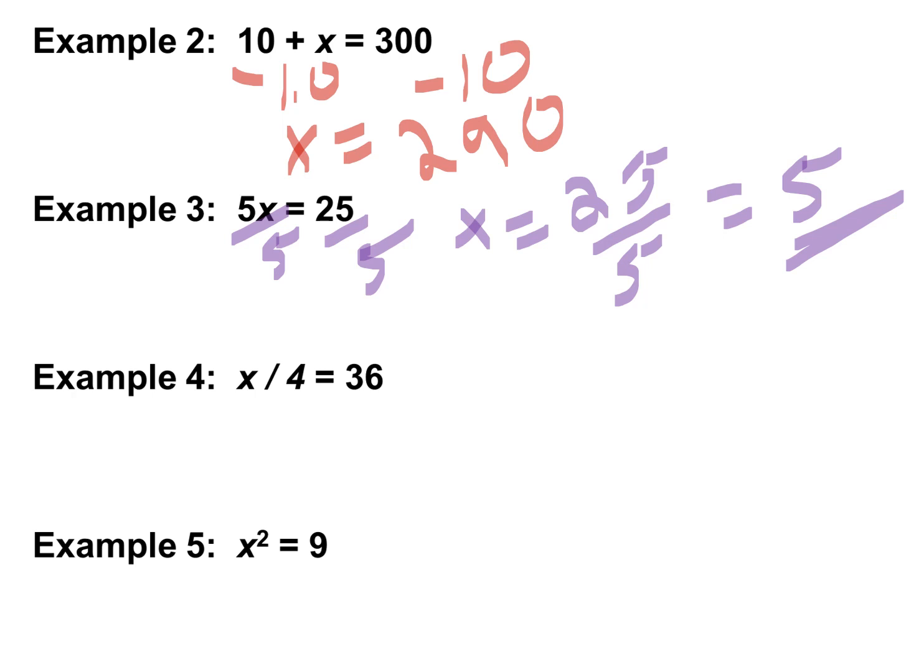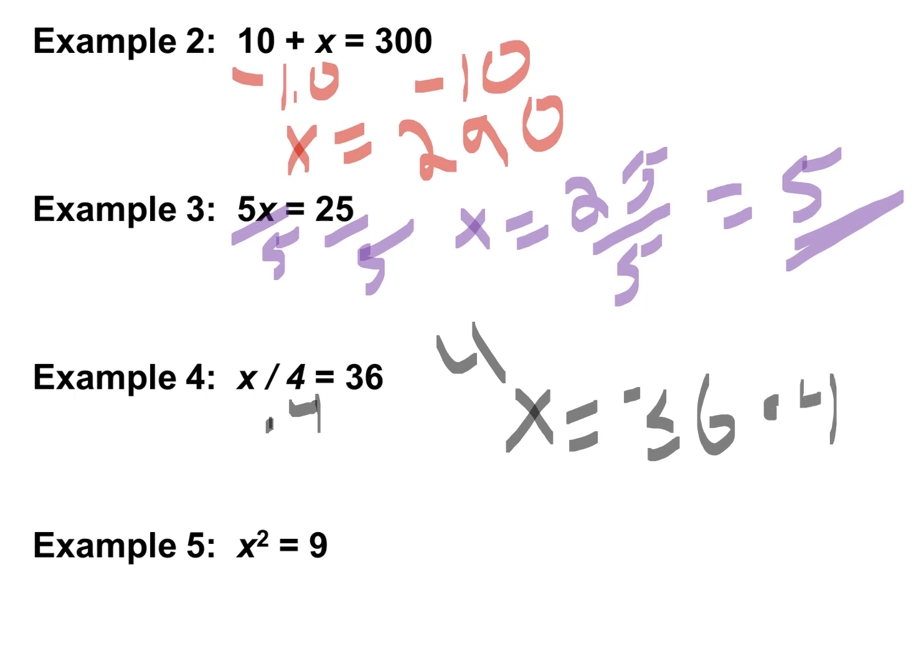If I multiply by 4 on each side, the little dot is my multiplication. By 4 on both sides, I get x equals 36 times 4. Sorry, my computer and my pen are acting up here.